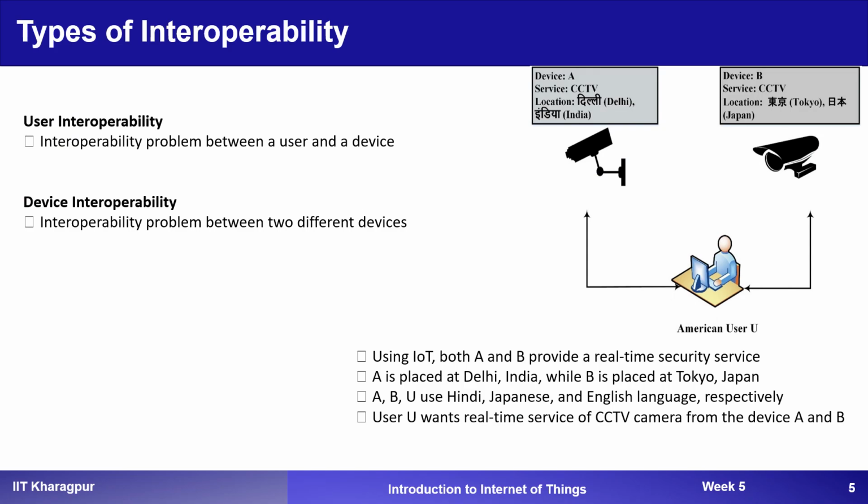So we were talking that the device which is present at Delhi, the protocols or the standards which are followed by this device may be different from the standards which are followed by the CCTV camera which is situated at Japan, right? Or the language is also different. So this American user is using English, the device which is present at location Japan is using Japanese, and the device which is located in India, it may be using English or Hindi. So in order to make this communication possible between all these three, that is your user and the two different devices, and device and user, interoperability is required.